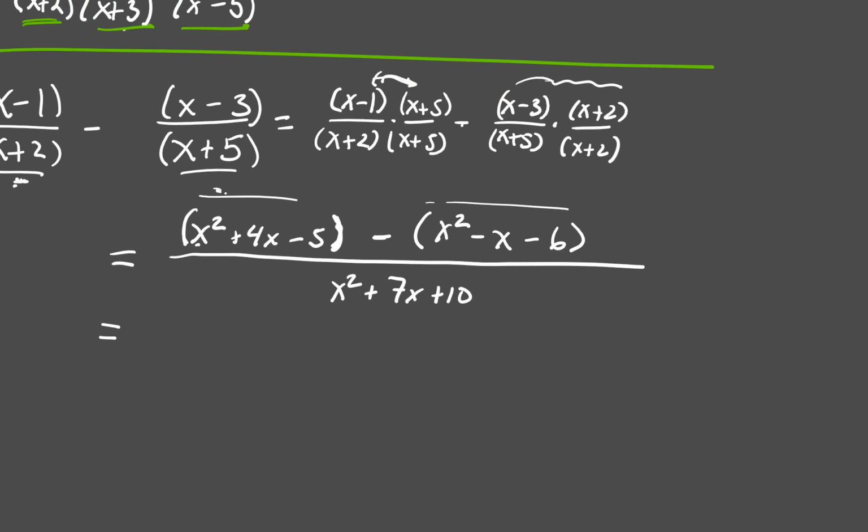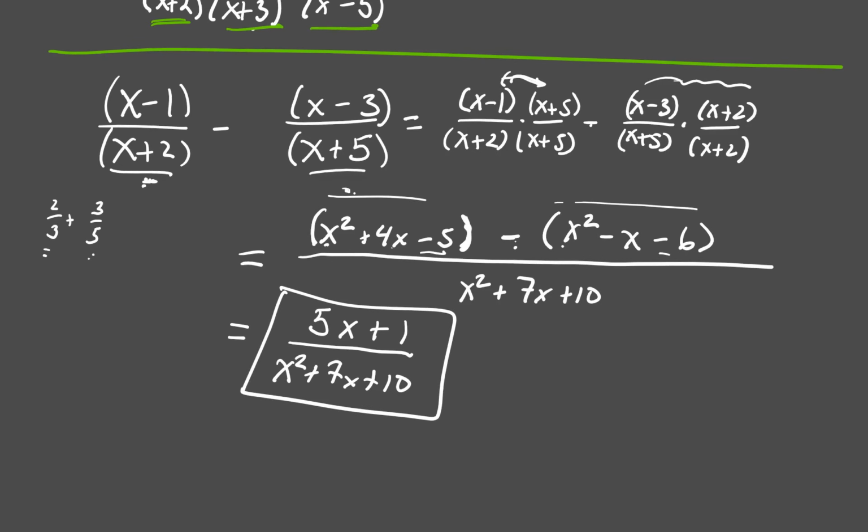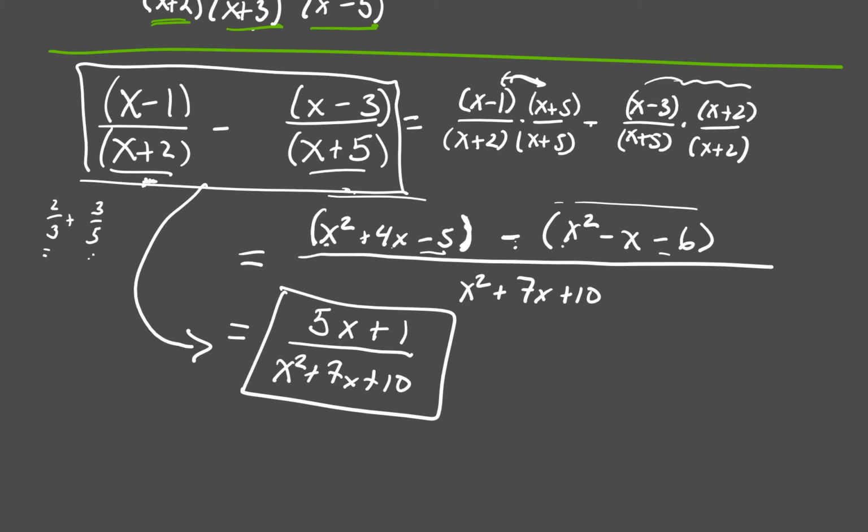So I've got an x squared minus an x squared, those go to 0x squared. I've got 4x minus an x, so that turns into 5x. I've got a negative 5 minus negative 6, that turns into a plus 1. So I've got 5x plus 1, and we can write this over x squared plus 7x plus 10. So this equals that. And that's how we do addition and subtraction of rational expressions.